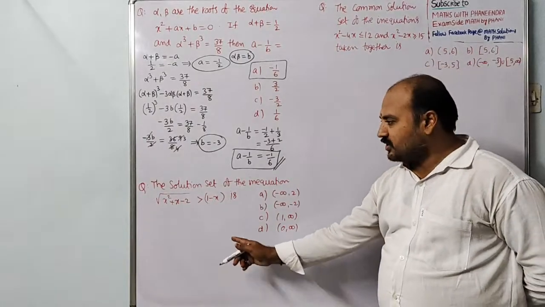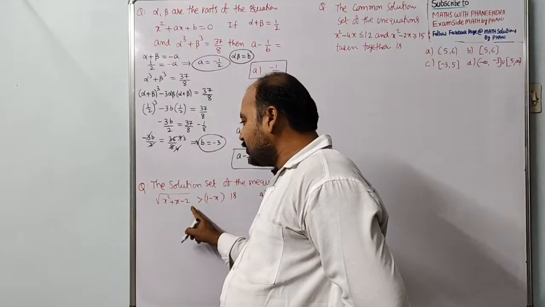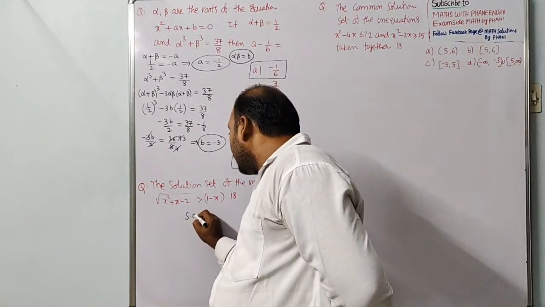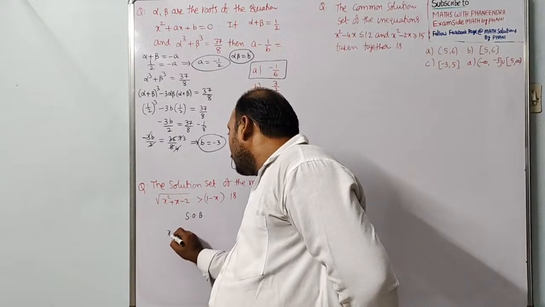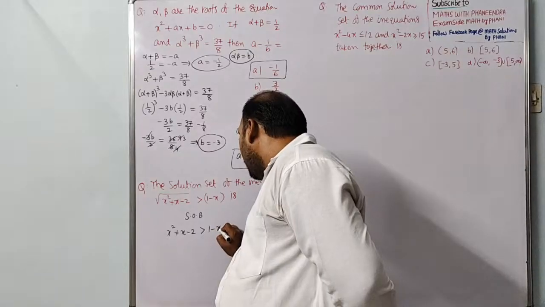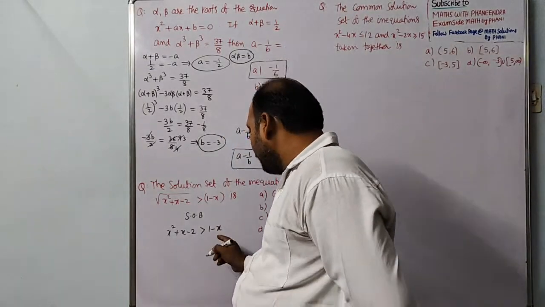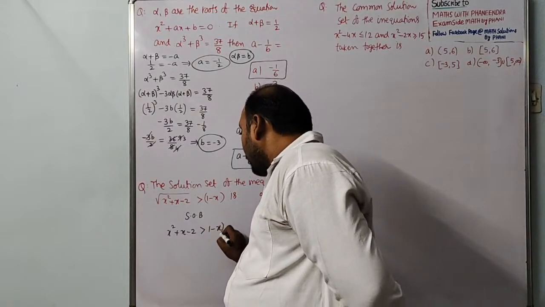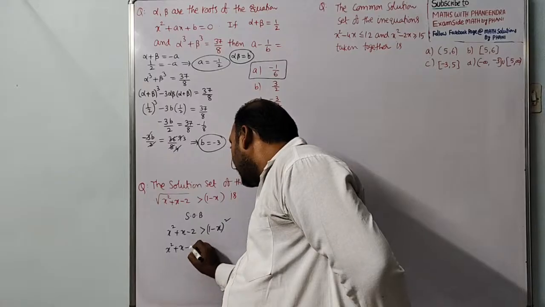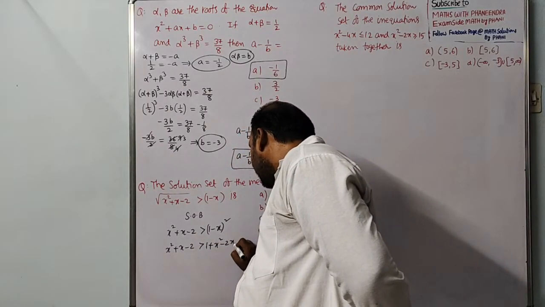Now come to another question, an inequality. Root of x square plus x minus 2 is greater than 1 minus x. Squaring on both sides, you have to do that. So x square plus x minus 2 is greater than 1 minus x whole square only, so x square plus x minus 2 is greater than 1 plus x square minus 2x.